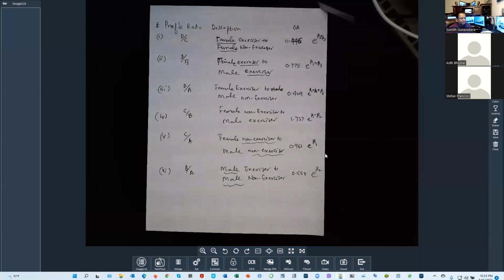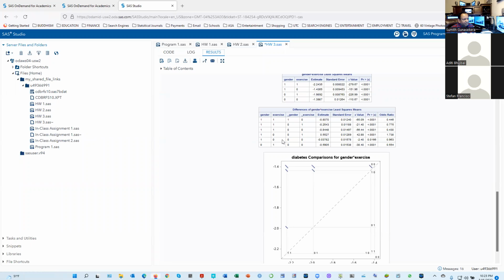Then within the female, non-exercise and exercise, you can easily see that one too. Female, male, non-exercise, male and male, exercise, non-exerciser to non-exerciser. So 1, 2, 3, 4, see 1, 1, 1, 1, 1, 0, 1, 1, 1. Exerciser to exerciser. This one, when this is 1, this one, 1, exerciser to exerciser.